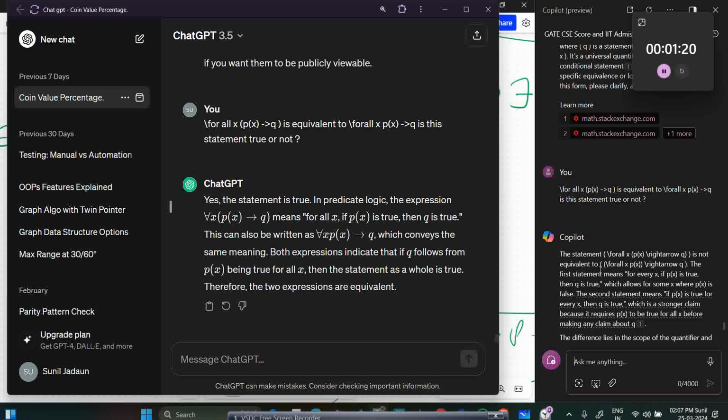And this says if P(x) is true for all x, then Q is true. Logically stronger than the LHS. Stronger than LHS, right.